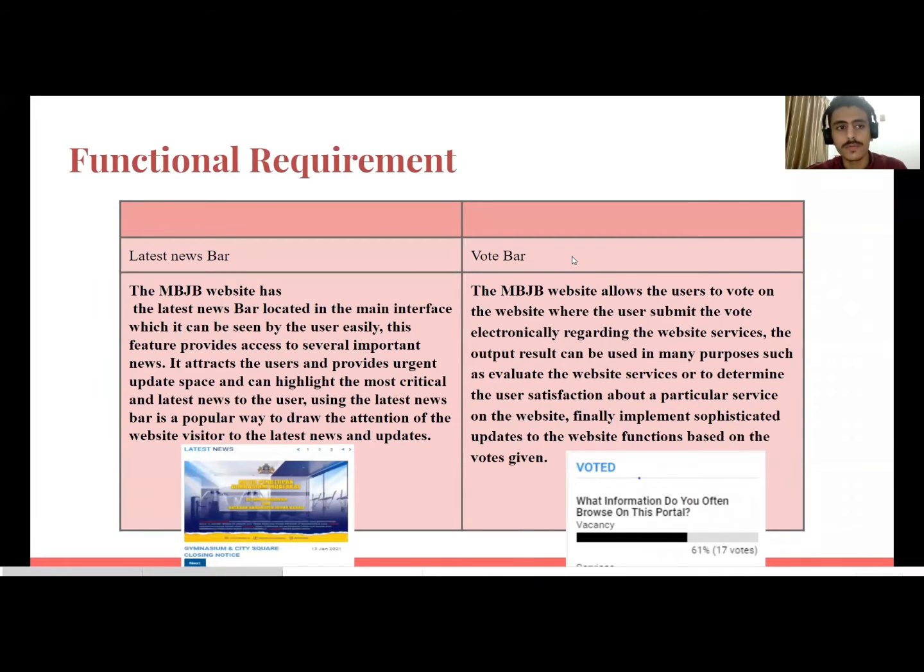Part 1, we have functional requirement. My part was about the latest news bar. The Johor Bharu website has the latest news bar as shown in the picture below, located in the main interface, where it can be seen by the user easily. This feature provides access to several important news items. It attracts users and provides urgent updates, and can highlight the most critical and latest news to the user.